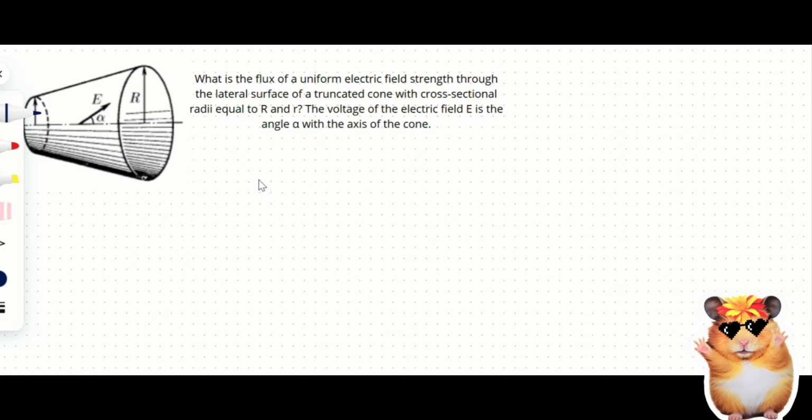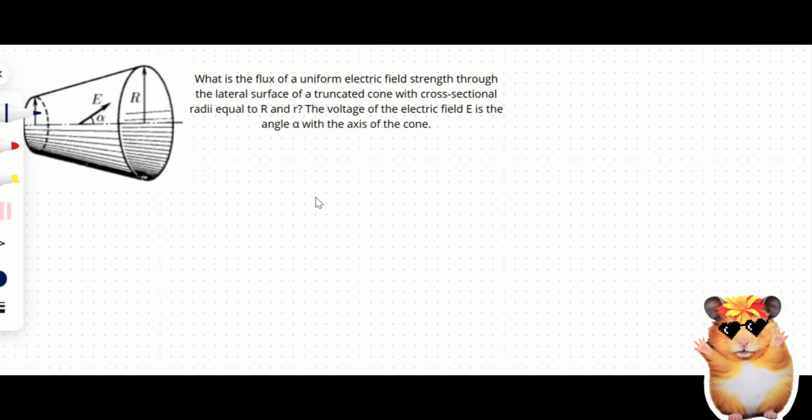Today we are doing physics. So our task is, what is the flux of a uniform electric field through the lateral surface of a truncated cone with cross-sectional radii equal to R and small r. The electric field E makes the angle alpha with the axis of the cone.